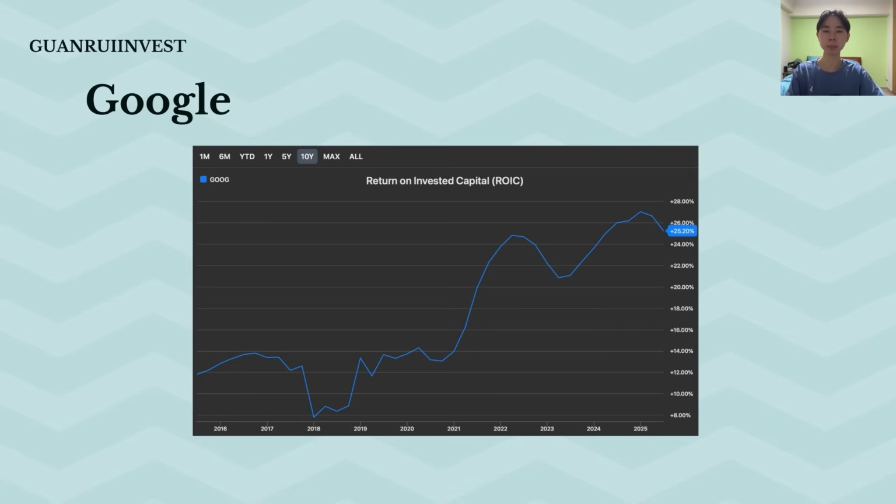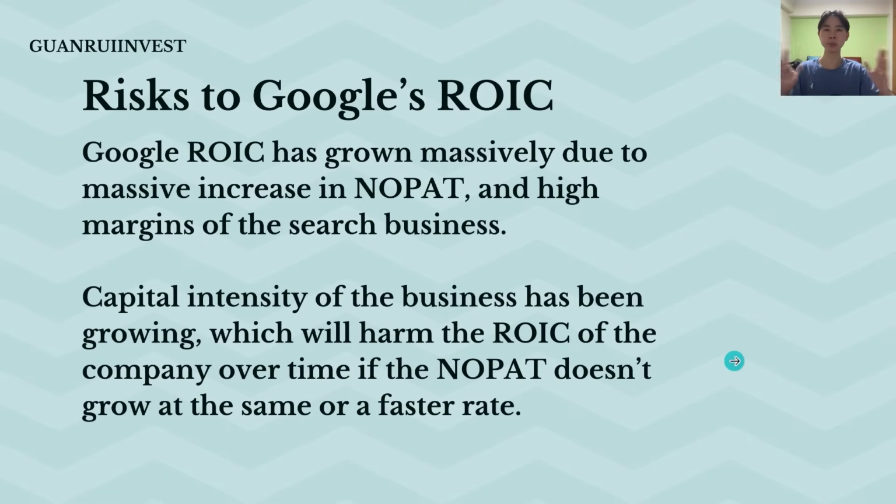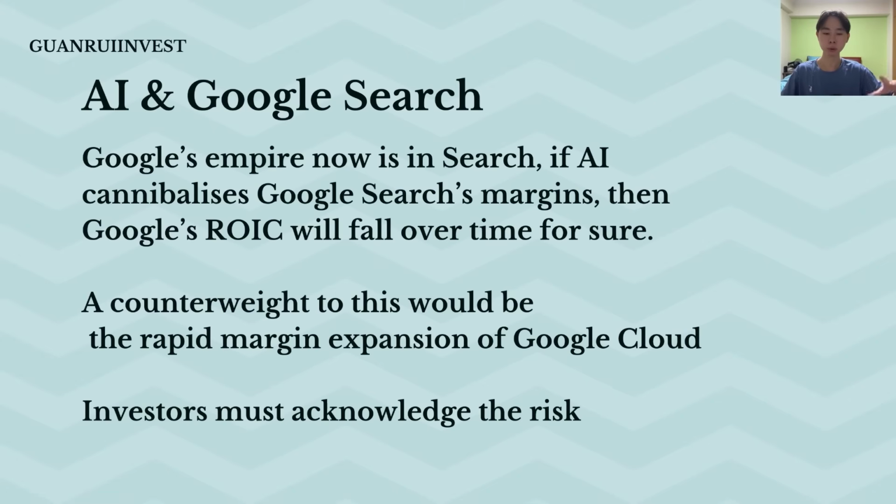This signals that the company is growing healthily, the moat is still strong, but of course there are risks to Google's ROIC. Google's ROIC has grown massively because of the growth in Notepad, and due to the high margins of the search business. Capital intensity has been increasing, which will harm the ROIC in the future if Notepad doesn't grow at the same rate or at a faster rate. So for Google, the search empire is strong for now, but AI could cannibalize Google's search margin, and ROIC for Google will decline over time.